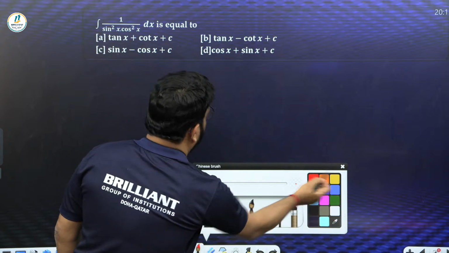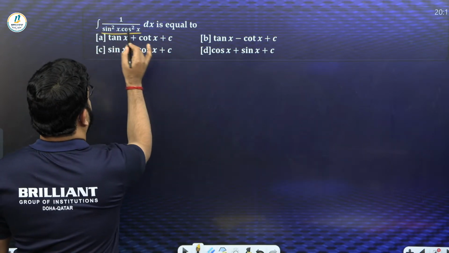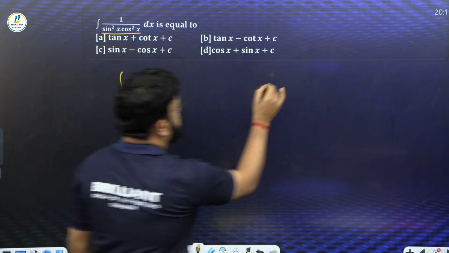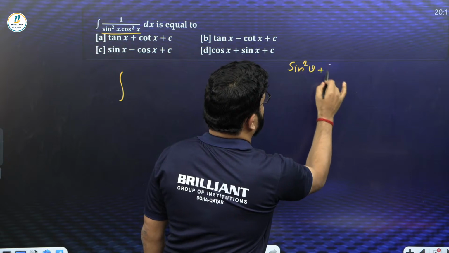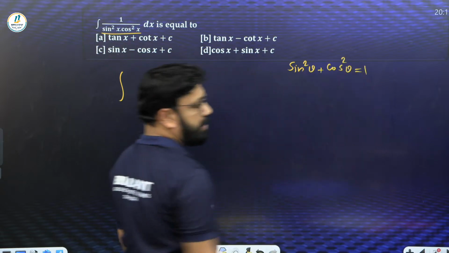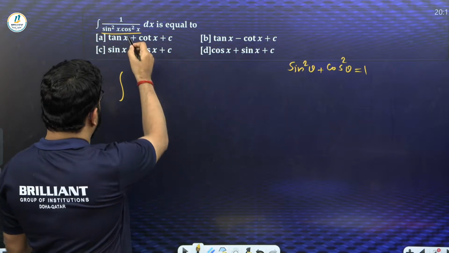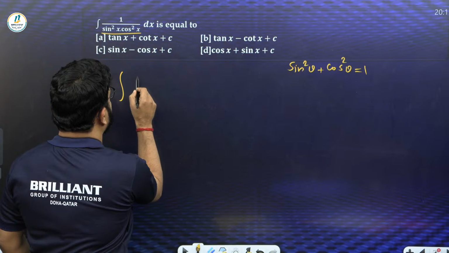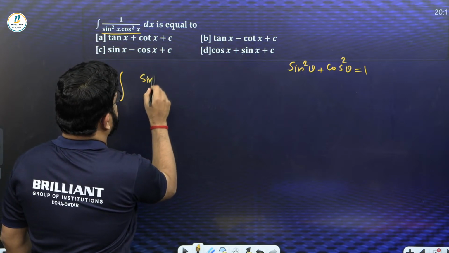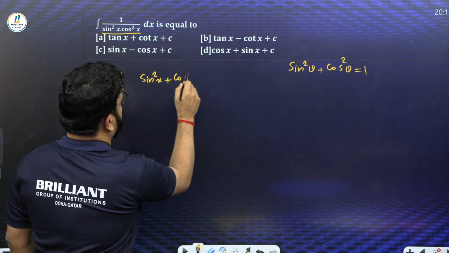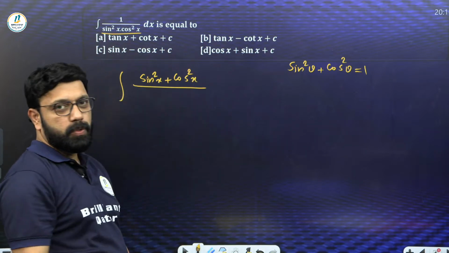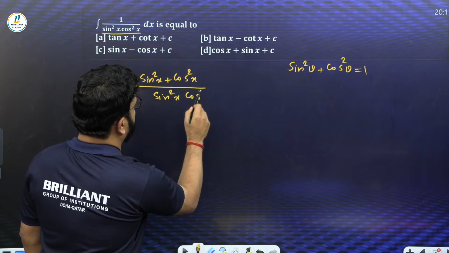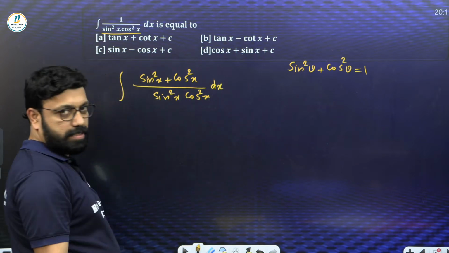See, 1 by sine square x into cos square x. The method is there. What is 1? Sine square theta plus cos square theta equal to 1. We learned that trigonometric identity. So here the denominator has sine square x and cos square x. In the numerator I am going to change 1 as sine square x plus cos square x, so at the place of 1 we write sine square x plus cos square x, divided by sine square x into cos square x dx.